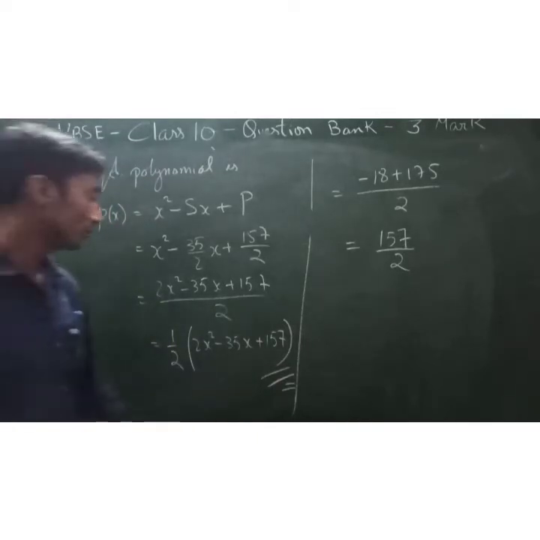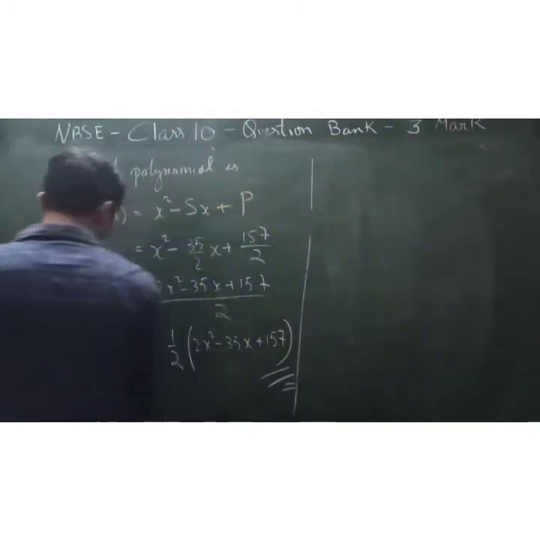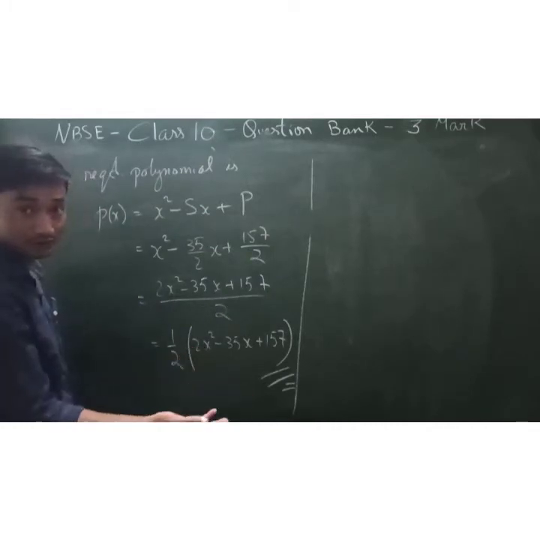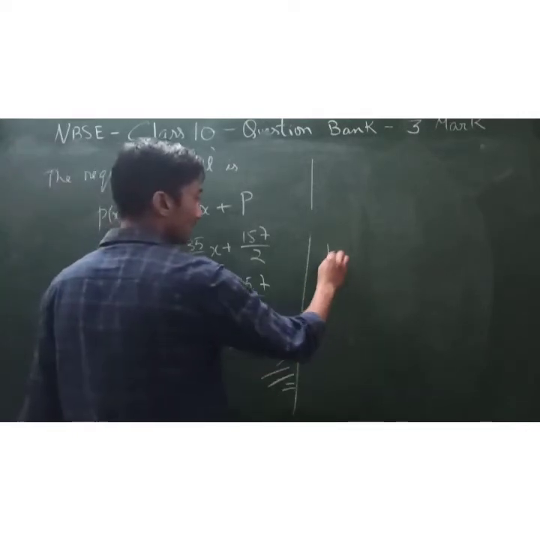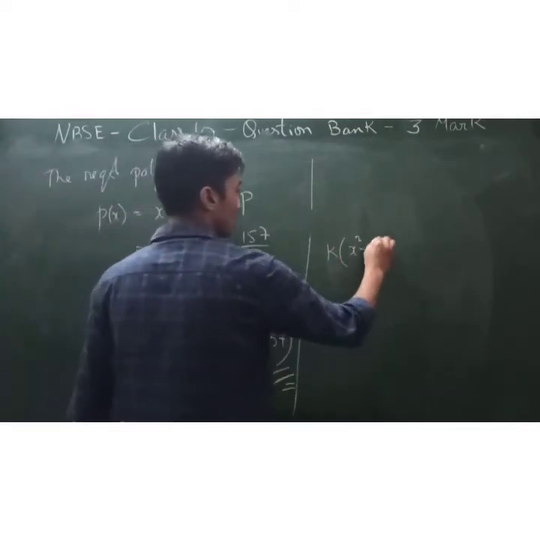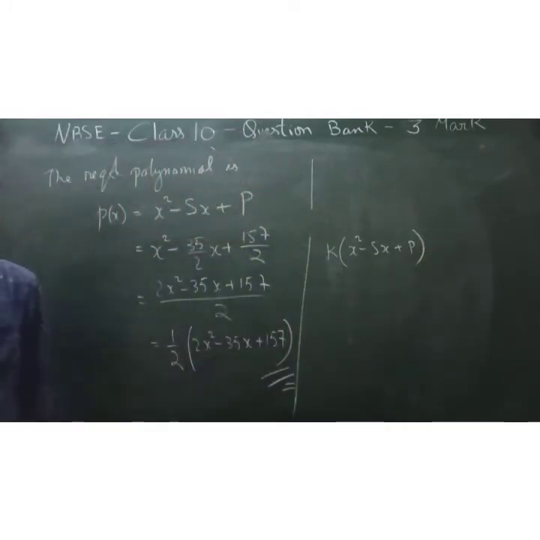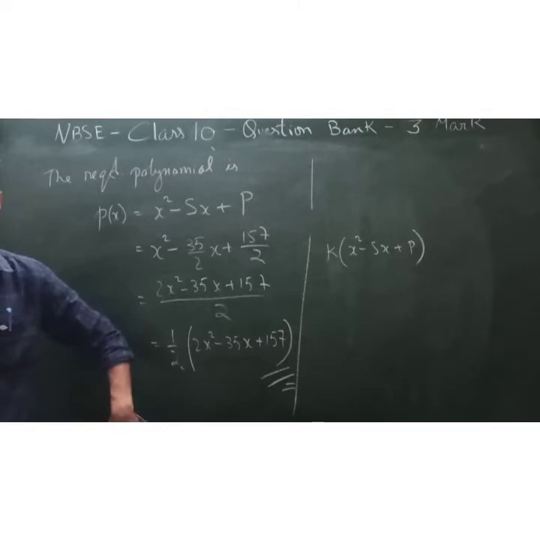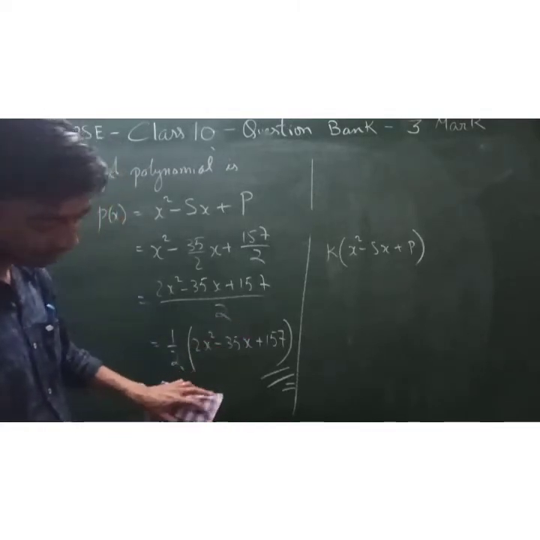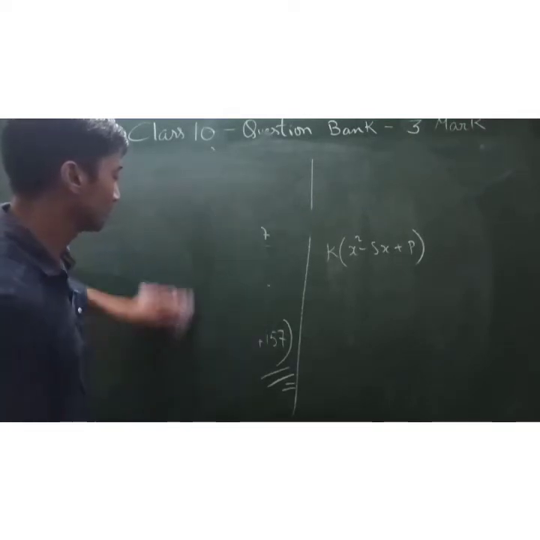Of course in the textbook it might look slightly different, like this 1 by 2 might not be there, and they might have given you only this polynomial. It's all the same, don't worry about that, because another format is k into x² minus sx plus p. K is 1 by 2 here, alright. So they just give you the polynomial only, 2x² minus 35x plus 157. It's not a big deal, perfectly fine, trust me. So that's it with the first question.